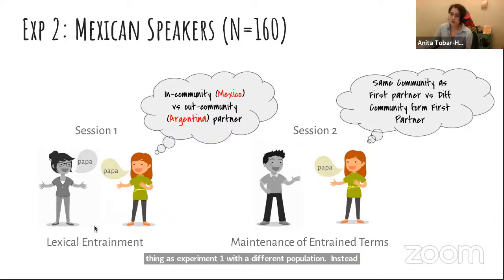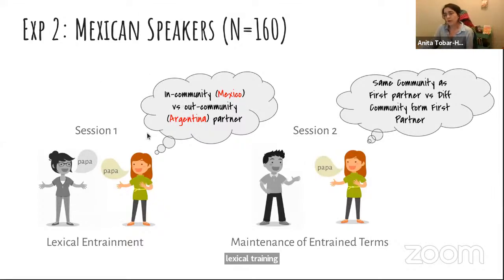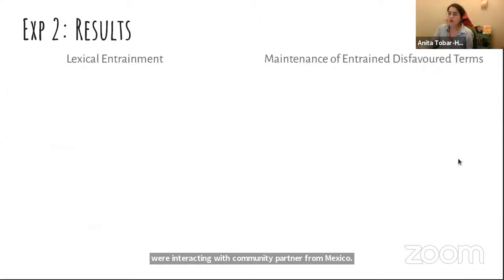We measured lexical entrainment in session 1, maintenance of entrained terms in session 2, and we manipulated their beliefs about their partners' communities. So in the first session, they thought they were interacting with either an in-community partner from Mexico this time, because our participants were from Mexico, or with an out-community partner from Argentina. And in the second session, they thought they were interacting with a partner from the same community as the first partner or not. And long story short, we found the same pattern of results.